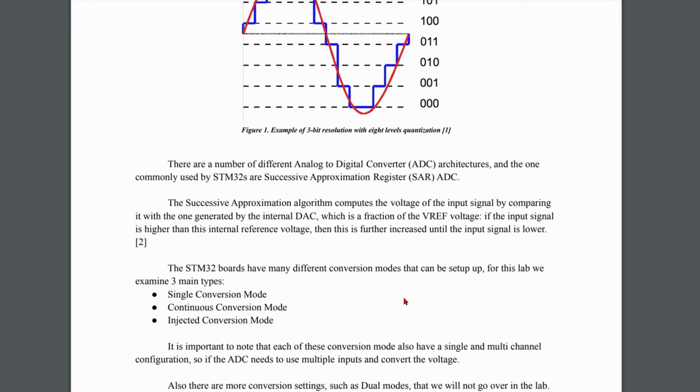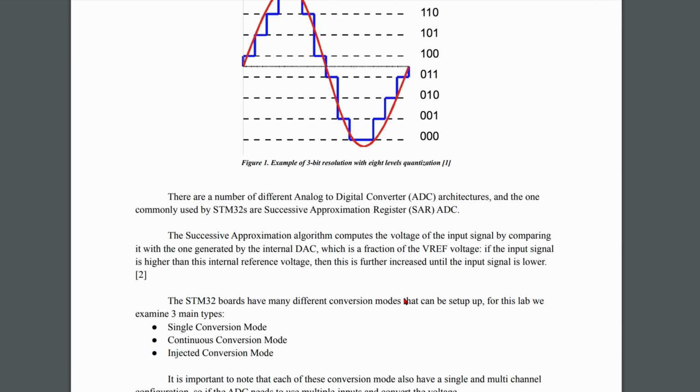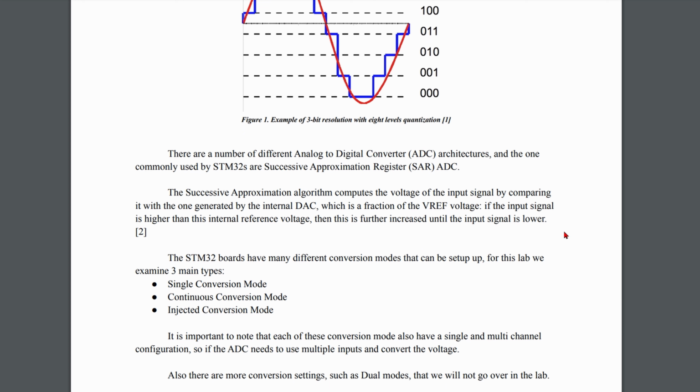There are a number of different analog to digital converter architectures, and the one commonly used by STM32s are successive approximation registers, or SAR ADCs. The successive approximation algorithm computes the voltage of the input signal by comparing it with one generated by the internal DAC. This is a fraction of our Vref voltage. This is the reference voltage. If the input signal is higher than the internal reference voltage, then this is further increased until the input signal is lower.